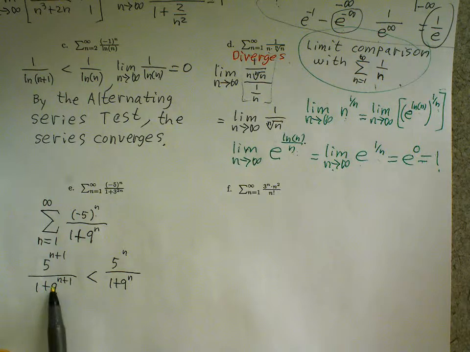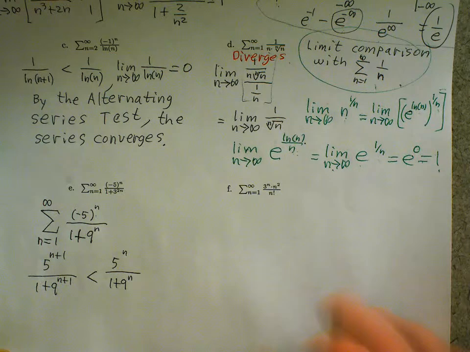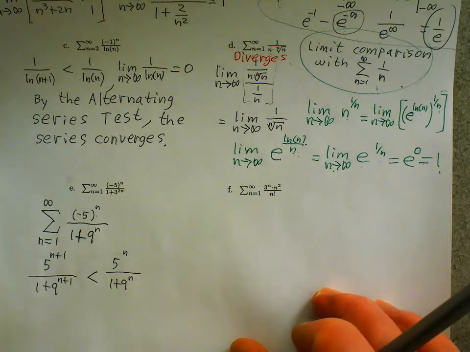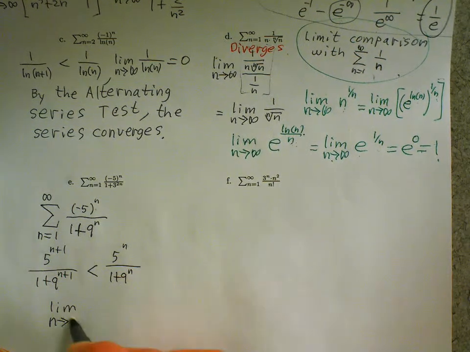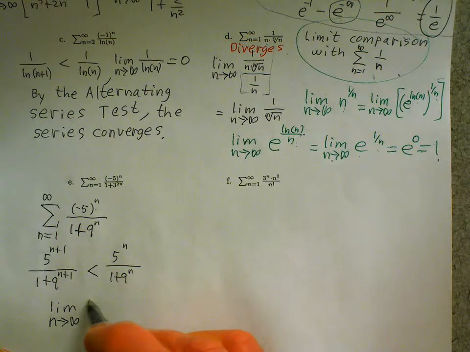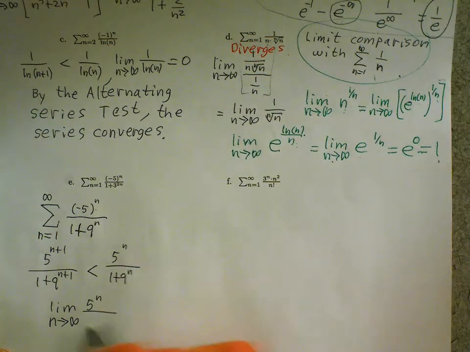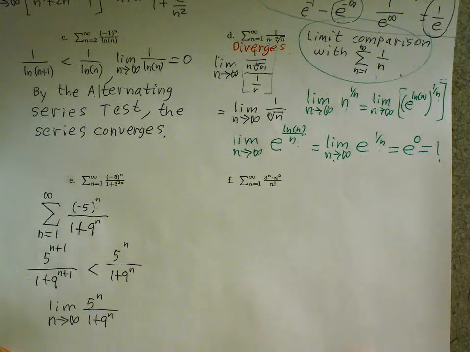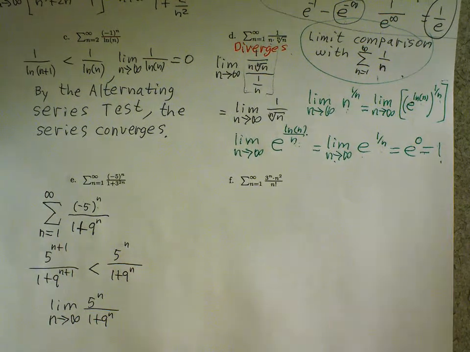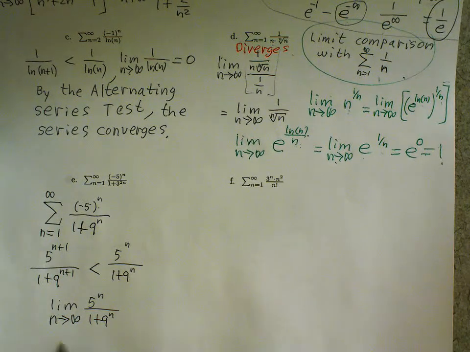So the absolute value of the terms decreases. And then the limit has to be equal to 0. So the limit of 5 to the n over 1 plus 9 to the n, we have to convince ourselves that this limit is 0.